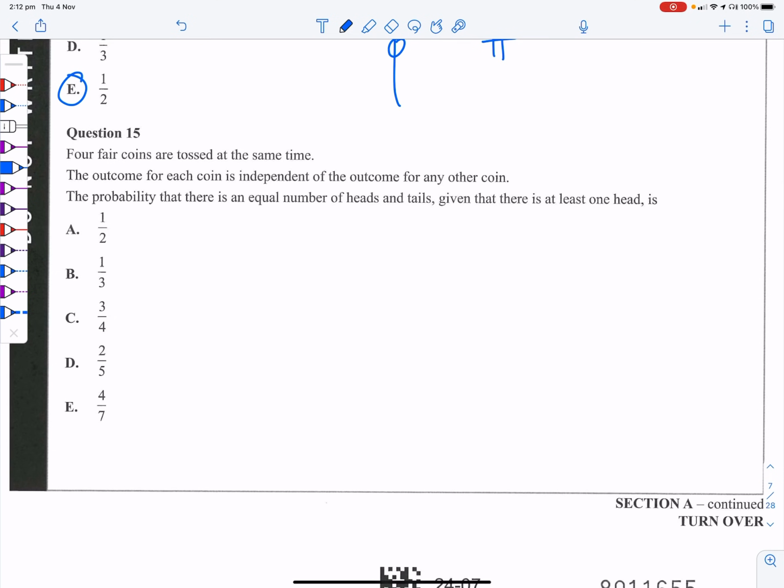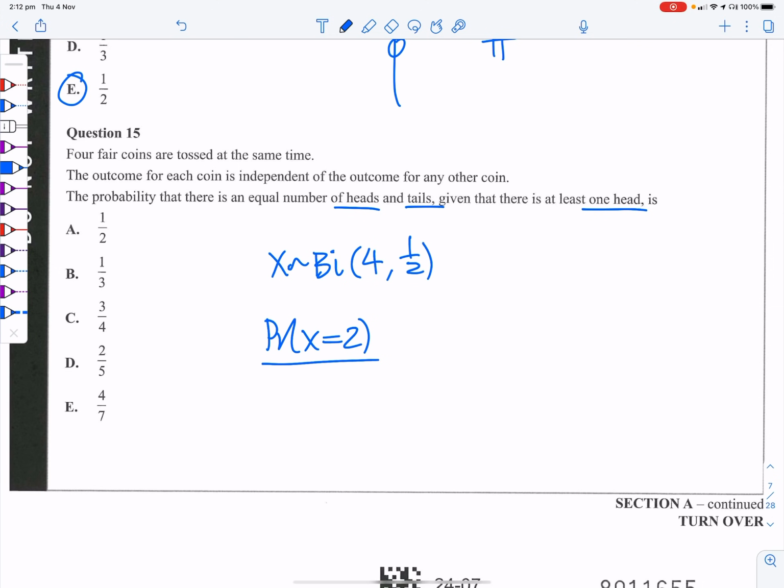4 fair coins are tossed at the same time. The outcome for each coin is independent of the outcome for any other coin. Given that there is at least 1 head, find the probability that there is an equal number of heads and tails. So we could only have 2 heads and 2 tails. Okay, so let's say x is a binomial random variable. We've got 4 coins, and there's a half chance of getting a head. The probability that we get an even number of heads and tails is when x equals 2, because if I get 2 heads, I've got to get 2 tails. I couldn't get 0 or 4. And that's over the probability that x is greater than or equal to 1.